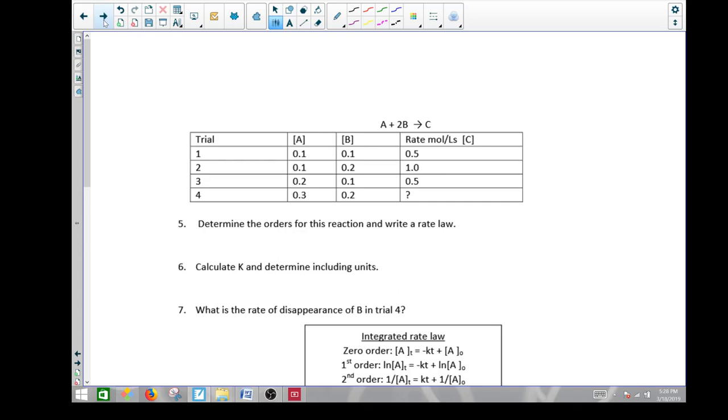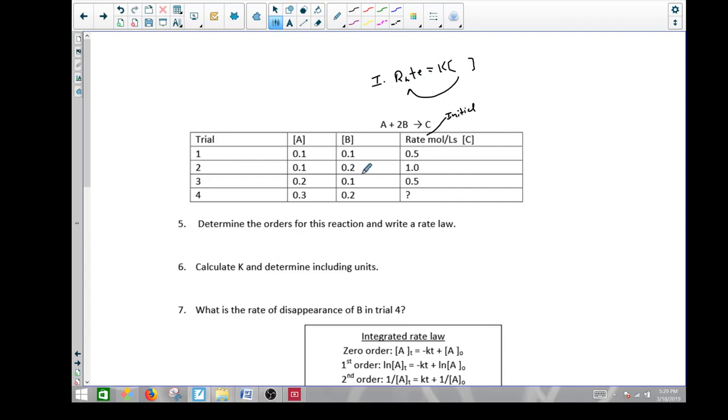All right, next one. Now we see a data table here, and there are 2 types of data they can give us. One involves concentrations and initial rate. Keep in mind, this is the initial rate. Anytime we have a rate law, rate equals K times concentration, this is the initial rate. So we're changing concentrations here, trying to see how it affects the initial rate in order to determine the order and then eventually the K.